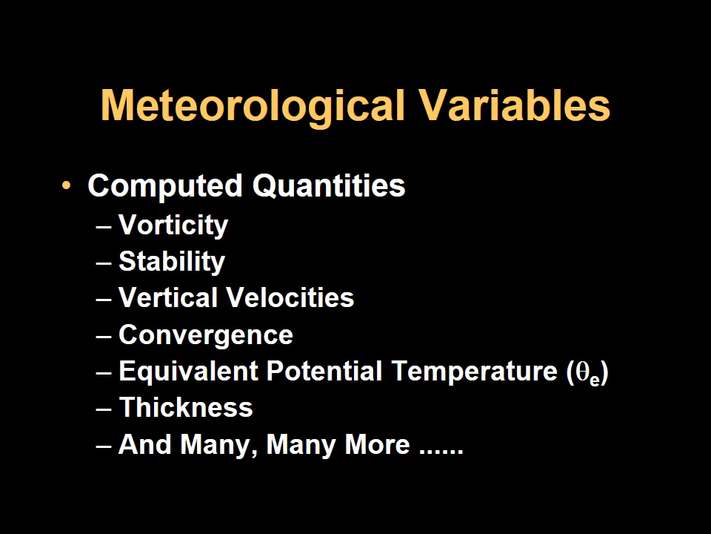But also we can calculate quantities that will tell us something about the atmosphere. And some of them are kind of complex and some are pretty simple. Things like vorticity, the stability of the atmosphere using stability indices, vertical velocities that are calculated from numerical models, the convergence using equations. So there's a lot of different types of quantities that we can calculate if we know the observed quantities. We can use those to come up with some new values which we compute.